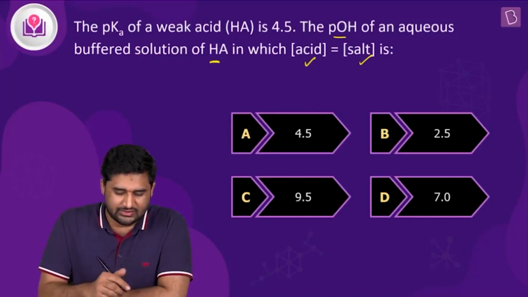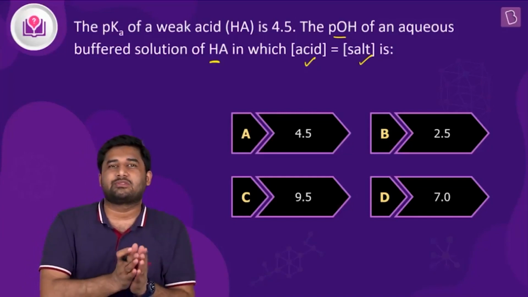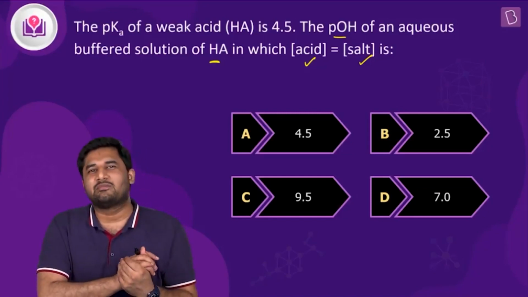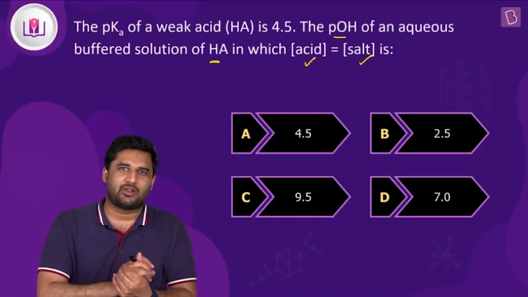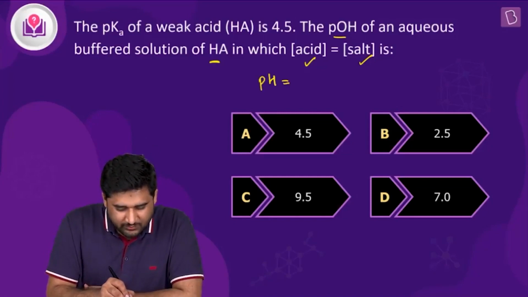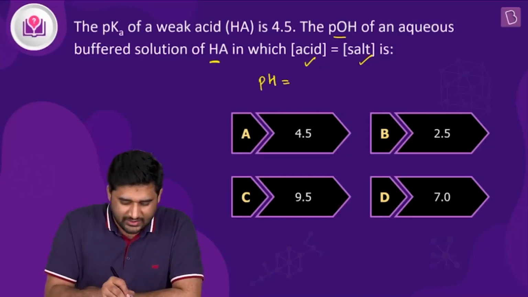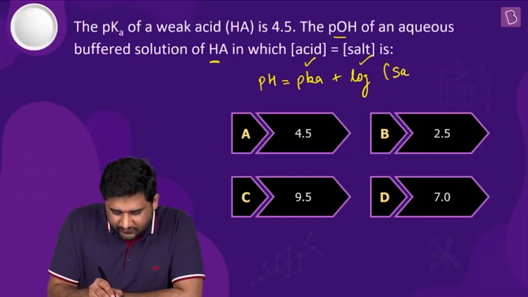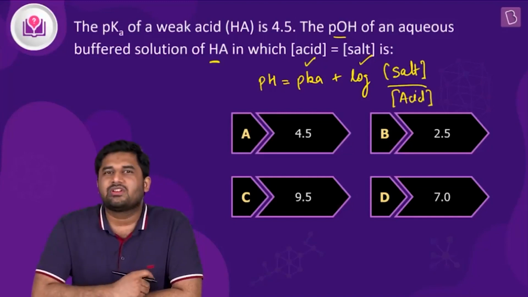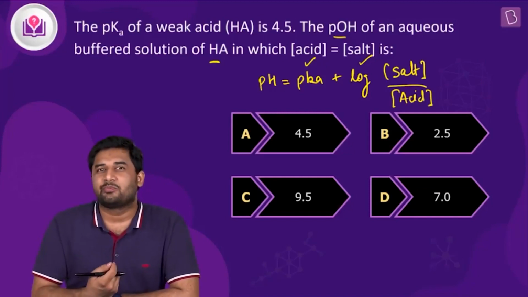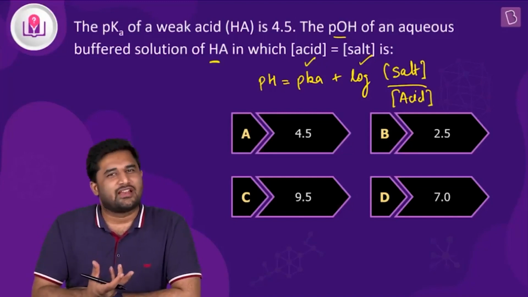So let me tell you, since here we are provided with the solution which is an acidic buffer solution, we have to use Henderson-Hasselbalch equation to find out the pH first of all. So let me tell you the Henderson-Hasselbalch equation. According to this equation, pH of a buffered solution is equal to pKa plus log of concentration of salt divided by concentration of acid. Now we just have to put the values into this equation, and thereby we end up getting the pH value. All right, from which we will later on calculate the pOH.